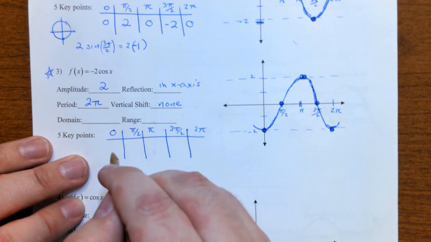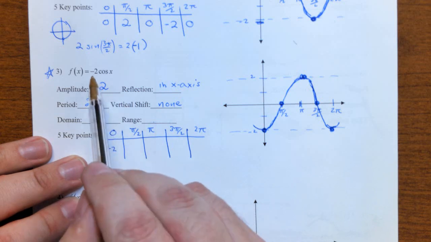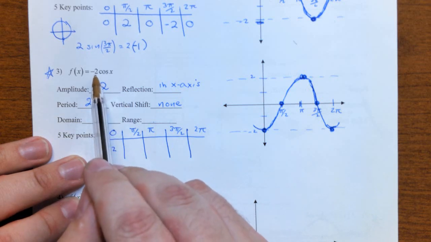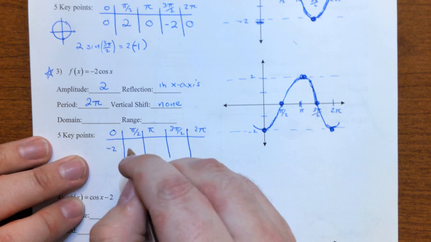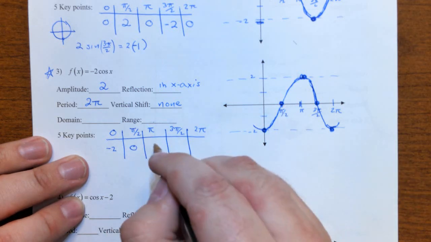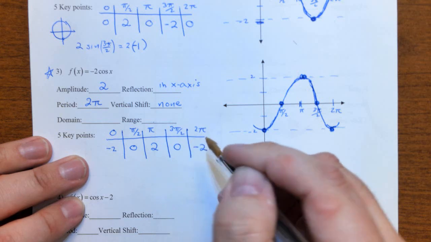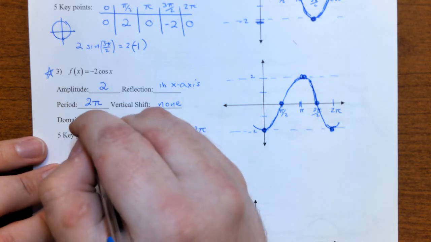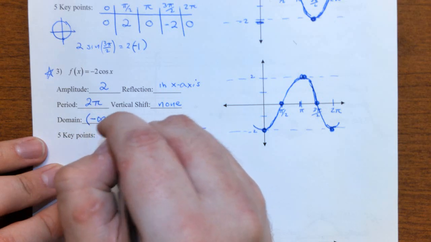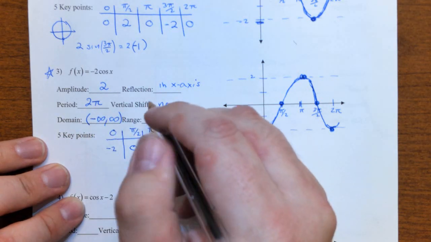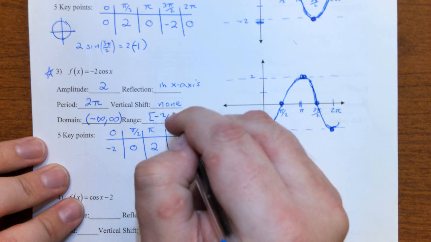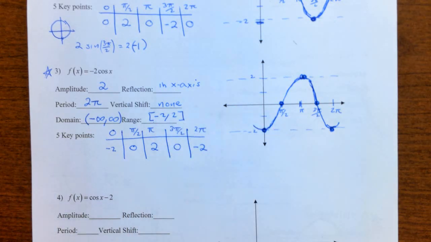So I started off not at 1, not at 2, but at -2, because I had an amplitude change, I had a vertical stretch, and I had a reflection. And I moved up to 0, moved up to +2, back down to 0, and then back all the way down. My domain is -infinity to infinity. My range is -2 to 2. Okay. So these examples are fairly simple.